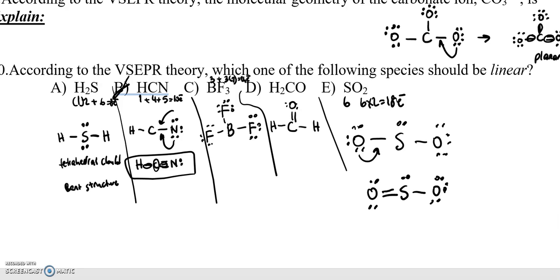What would have been the geometry? Well, it's not going to be linear, right? So it's going to be a bent structure. So the answer will be B. That's 10.